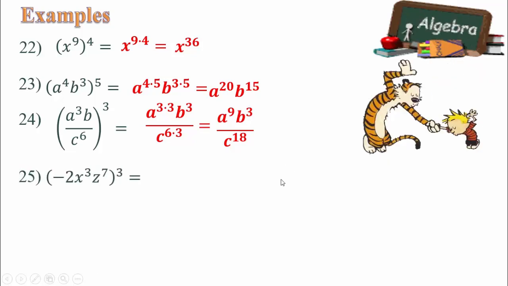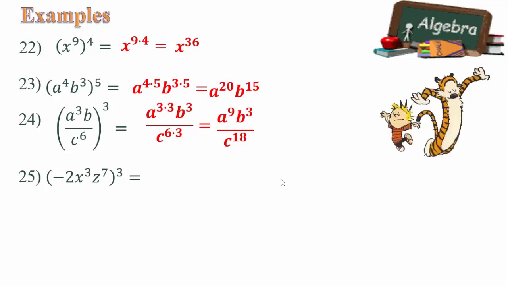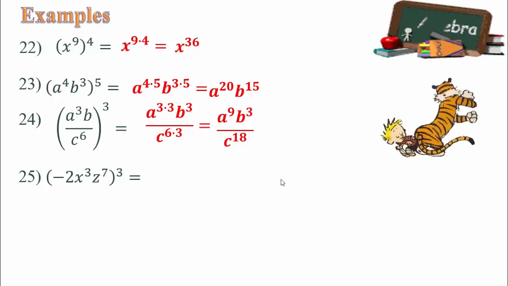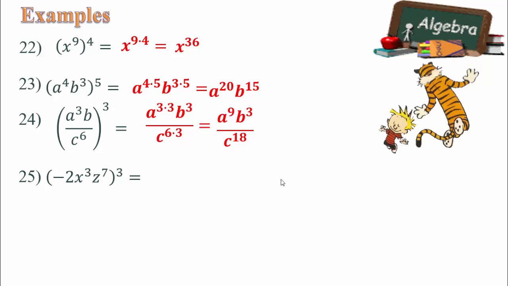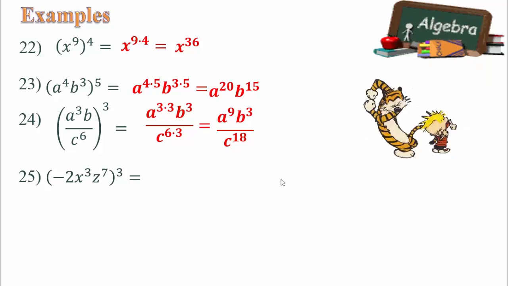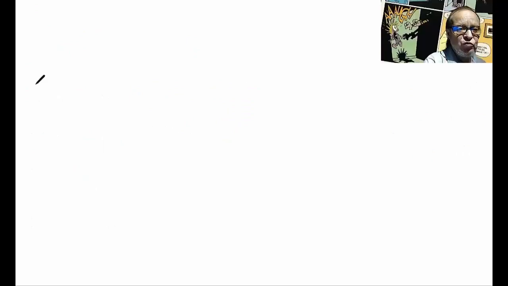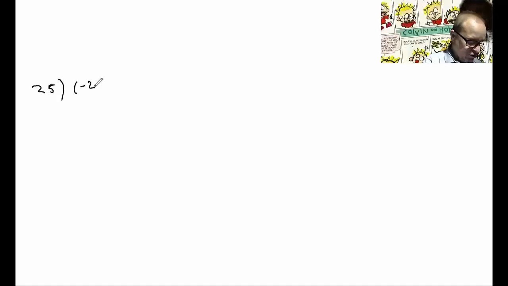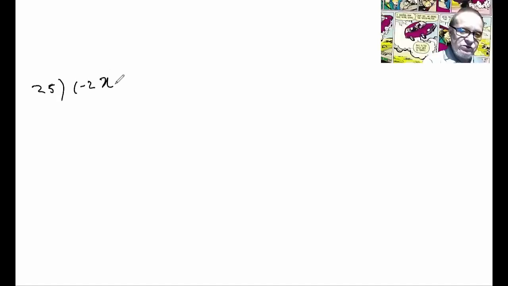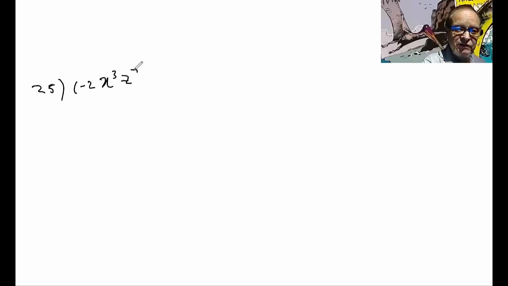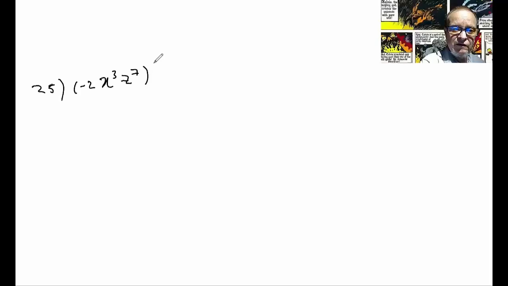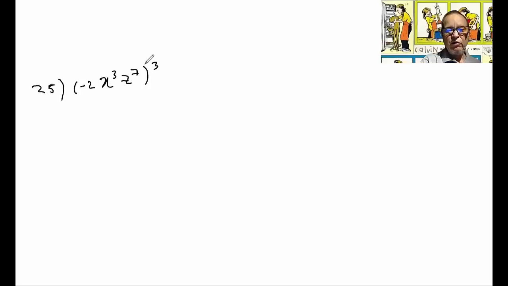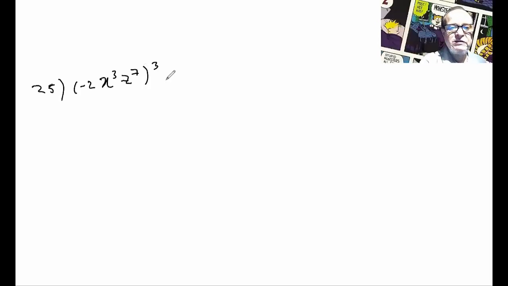In example number 25, we now have something with a negative coefficient, and it's inside the bracket. So let's go to the whiteboard and see how I would work this particular example out. In number 25, we have (negative 2 x to the 3rd z to the 7th) cubed. So again, we only really need to apply the power rule to this.